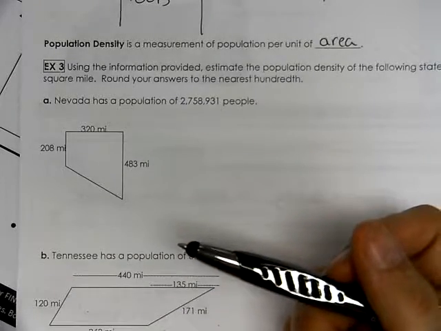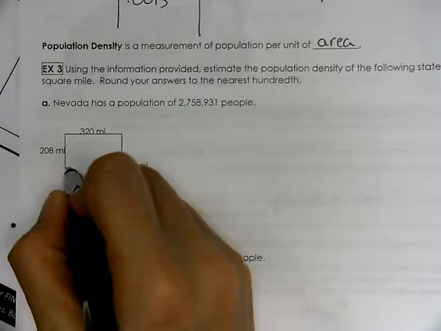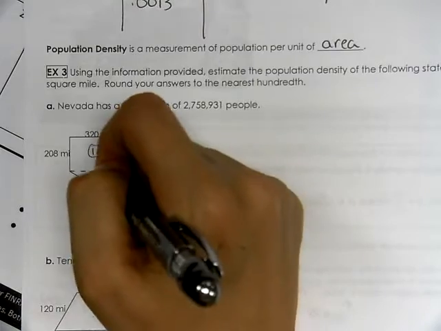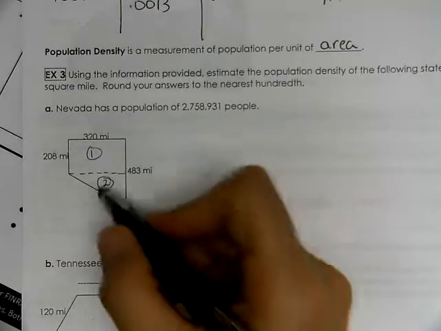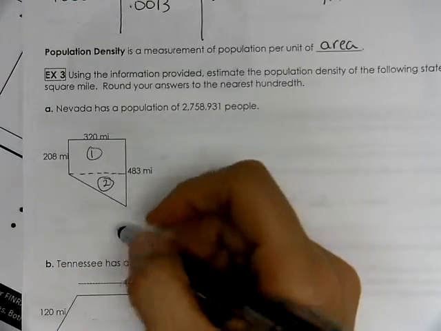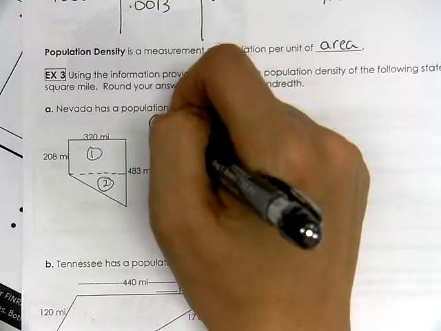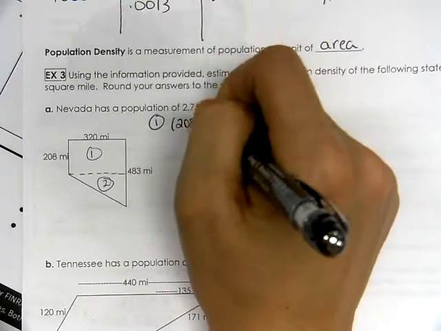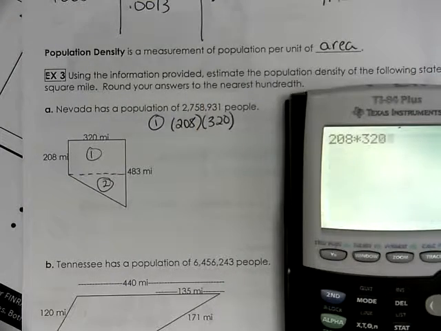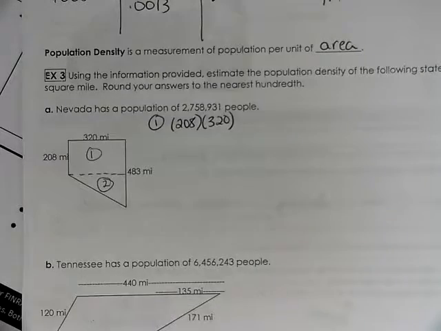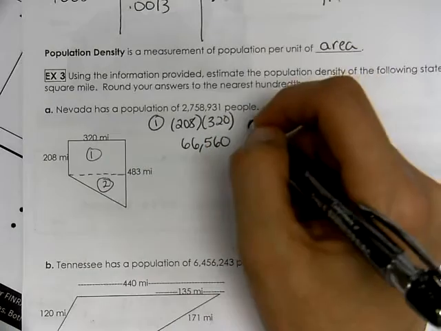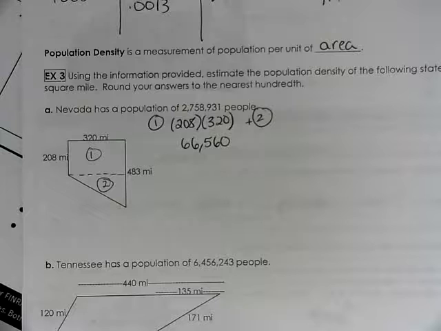Can I cut it anywhere? There? So I'm going to label this 1 and this 2. If I cut it, it's a rectangle and a triangle. You just have to find the area of a rectangle and the area of a triangle. So the rectangle is just 208 times 320, which is 66,560. And then I'm going to add the area of our triangle.